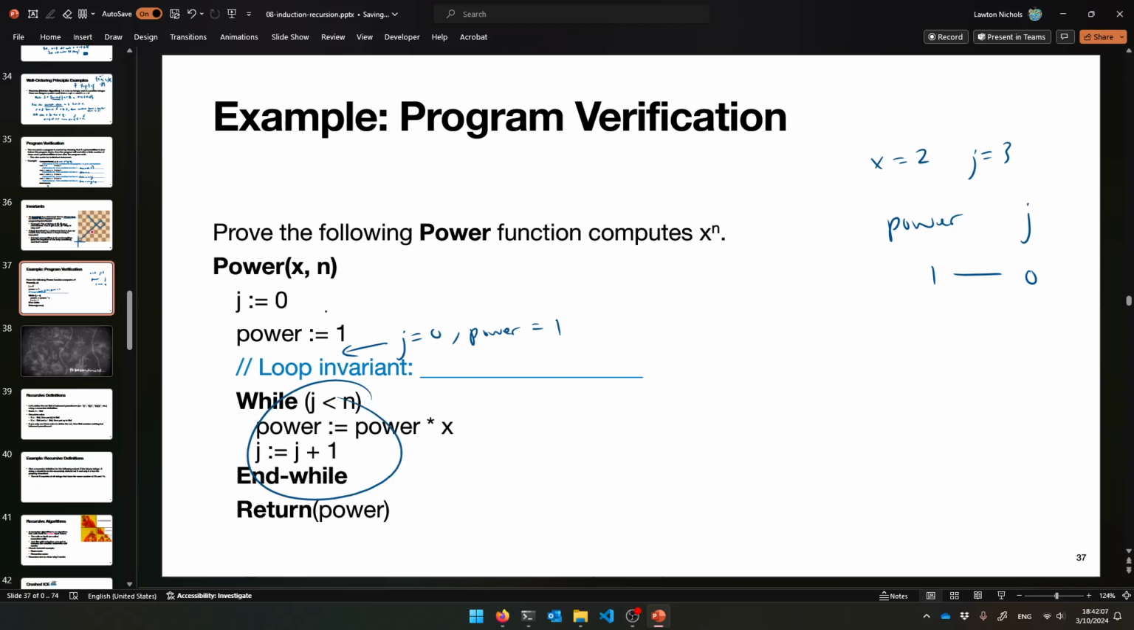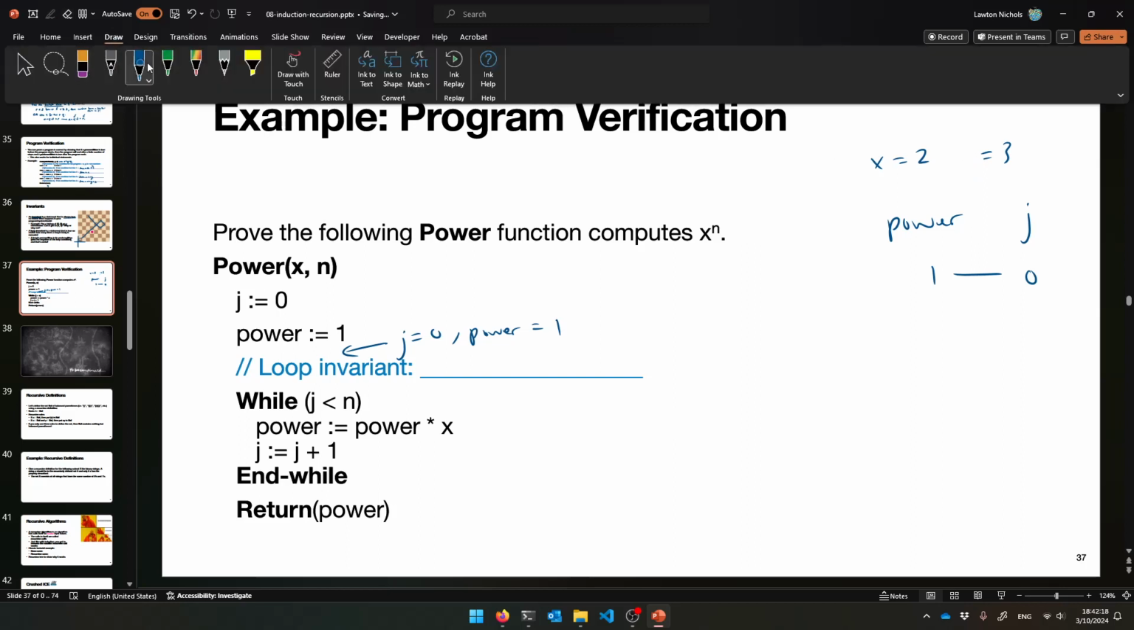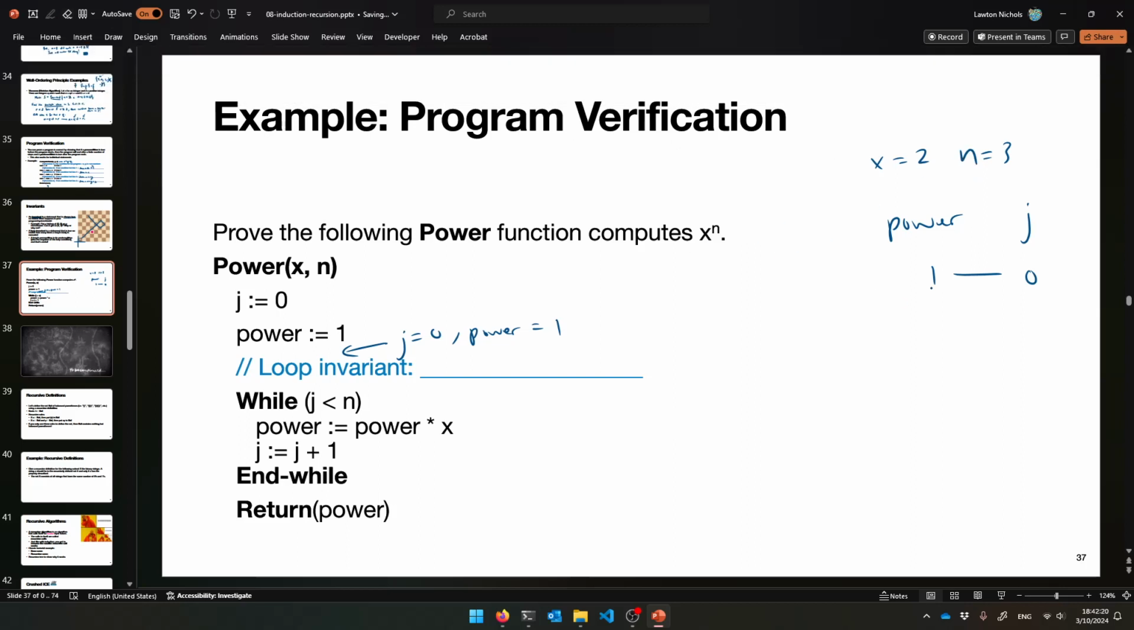And then as I run this loop, while j is less than n, and sorry, this is not j, it's supposed to be n is equal to 3. N equal to 3. And this is power and j now. So is j right now, 0, less than n? Sure is. So let's do the loop. Power is equal to power times x. That makes it 2. And then we increment j to be 1. And then we continue the loop because 1 is still smaller than 3.